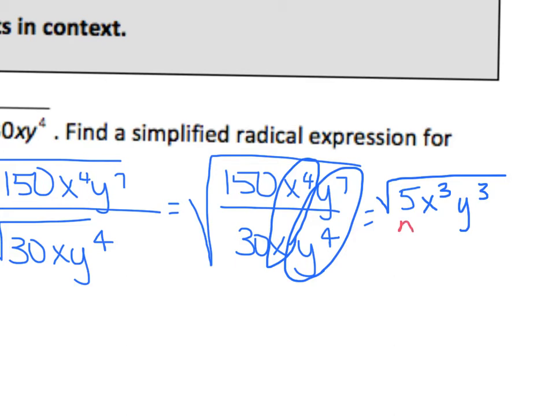And now I'm going to go ahead and simplify it. So I'm going to break down the 5. That's just 5 and 1. I have 3 x's. 1, 2, 3. And I have 3 y's.